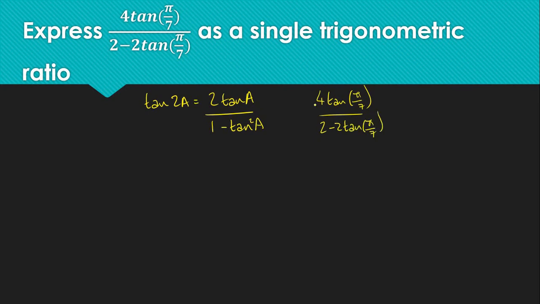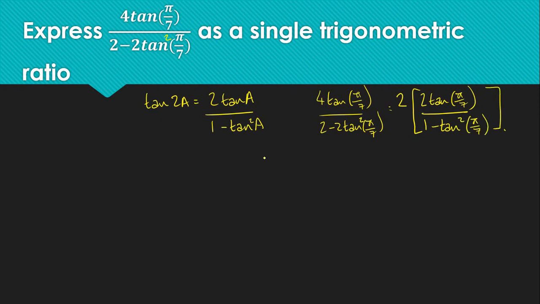And force that 2 there. Force it to have a 2 in the top left section. If you force it to have a 2 in the top left section and this doesn't end up being a 1, well, it's not a double angle formula, it just doesn't work. If they want it to be a double angle formula, it will. So we've got 2 lots of 2 tan of pi over 7 over 1 minus, oh, that should be a squared there. That should be a squared in the question as well, pardon me. Tan squared of pi over 7.